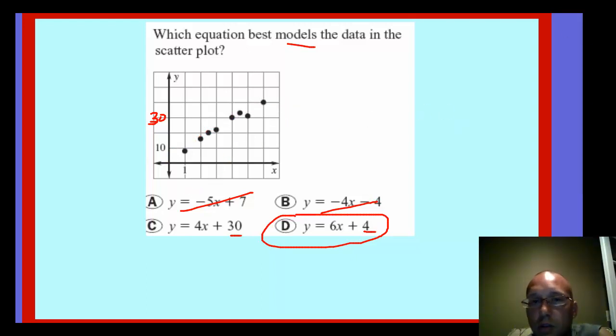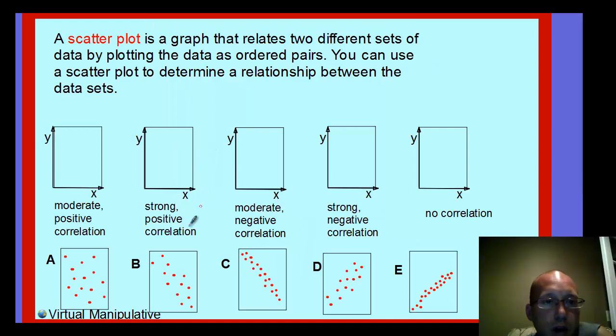So seems good. A scatter plot is just a plot of the points relating two different sets of data, and then we can take a scatter plot and apply some kind of correlation to it. How does it look? And so there are some different kinds. We have a moderate positive correlation, strong positive correlation, a moderate negative correlation, strong negative correlation, and no correlation.